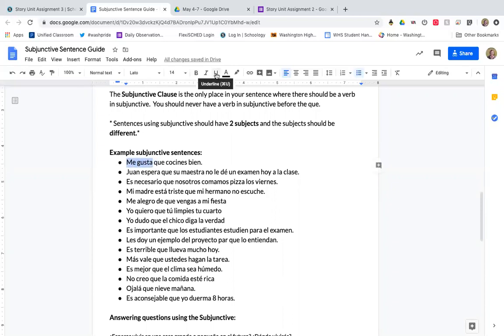Me gusta is the indicative clause. Then we have que, and then cocines bien is the subjunctive clause. And you can see that that is where our verb is in subjunctive.